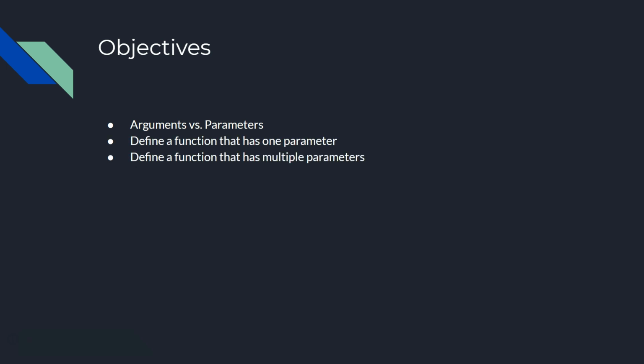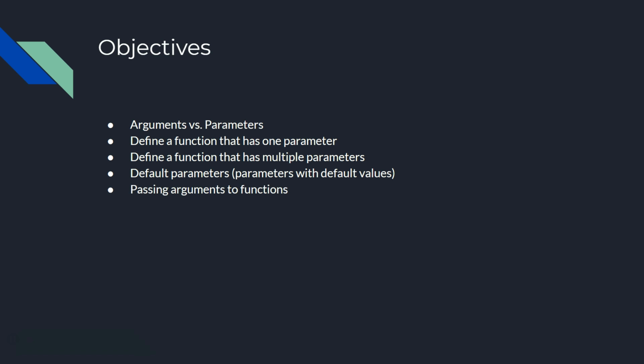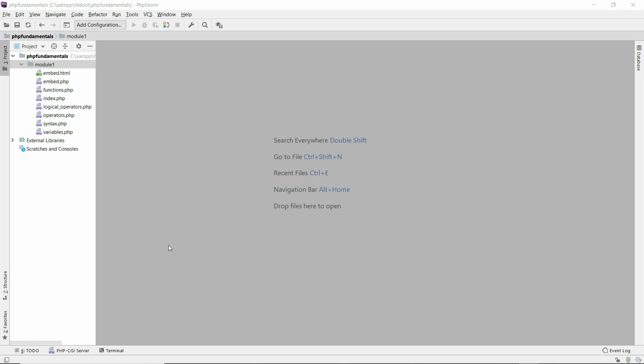Now, first, we want to talk about the difference between an argument versus a parameter, what they are. And then we'll define a function that has one parameter, a function that has multiple parameters, and how do you set default parameters in a function. These are parameters with default values. And how do you pass arguments to a function? So let's see how they're done inside PHP.